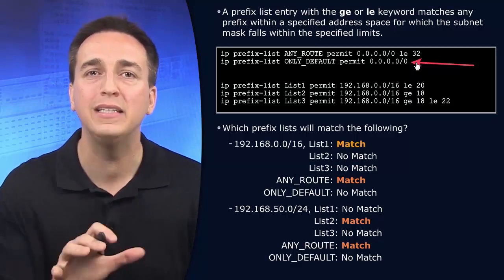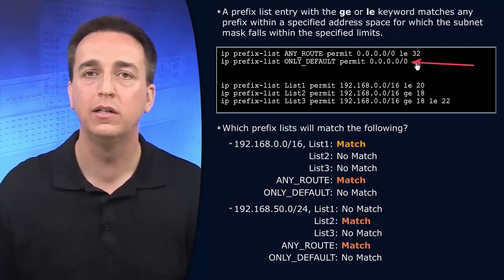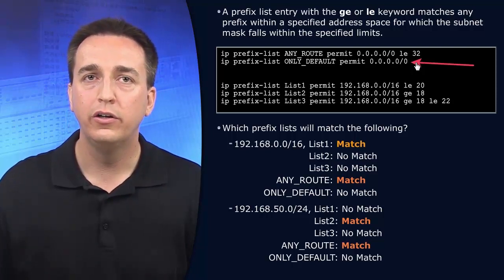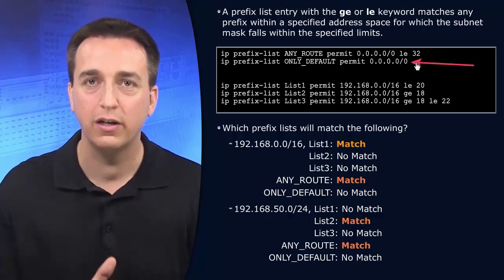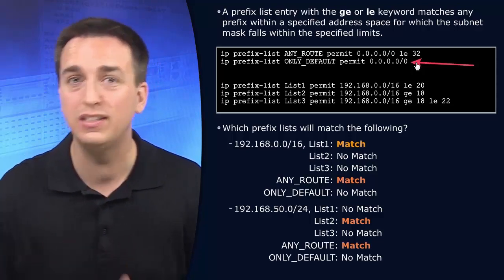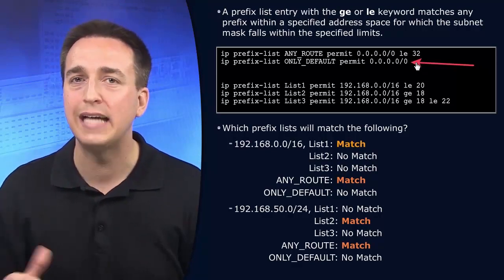So what does that mean? It means exact match. Remember that? We just talked about that. An exact match. So in this case, we are looking specifically for the route 0.0.0.0/0. What is that? That's the default route. That's what that is. An exact match.